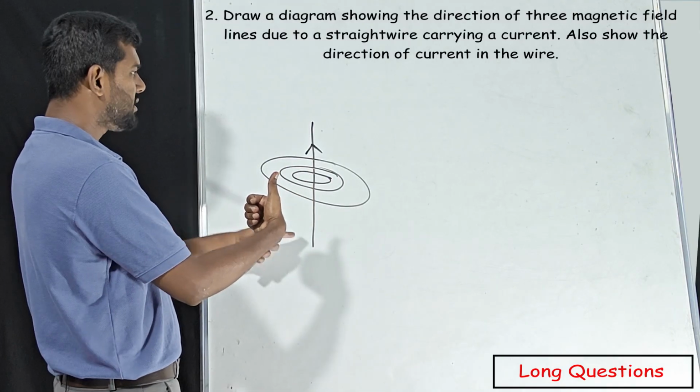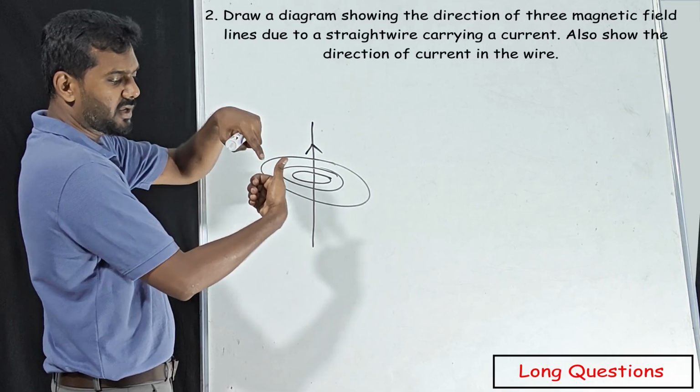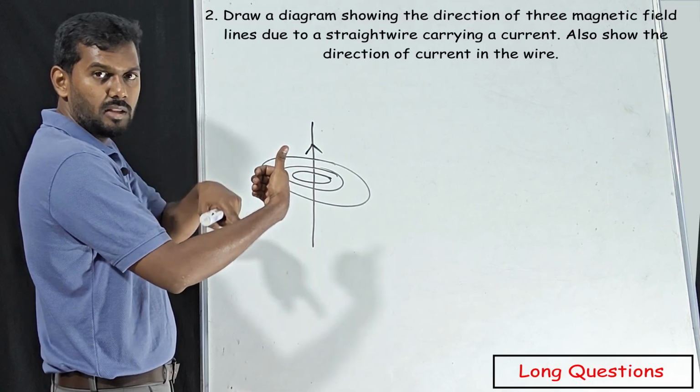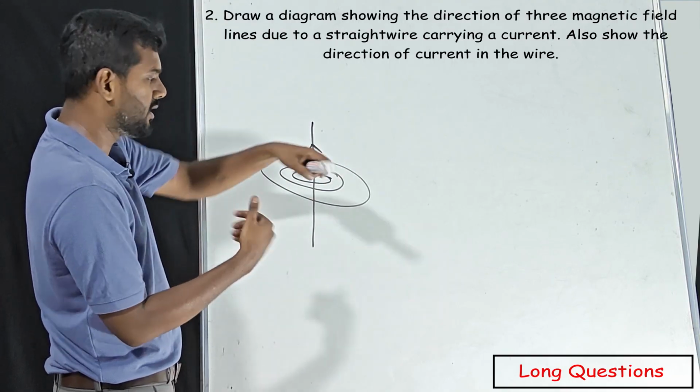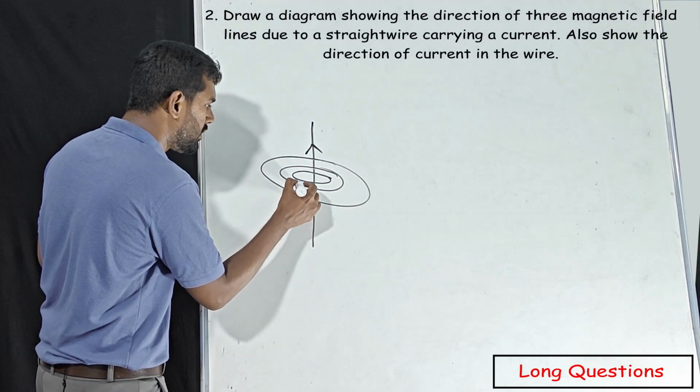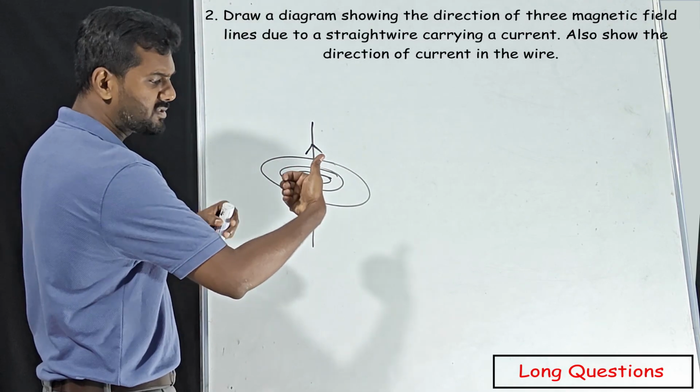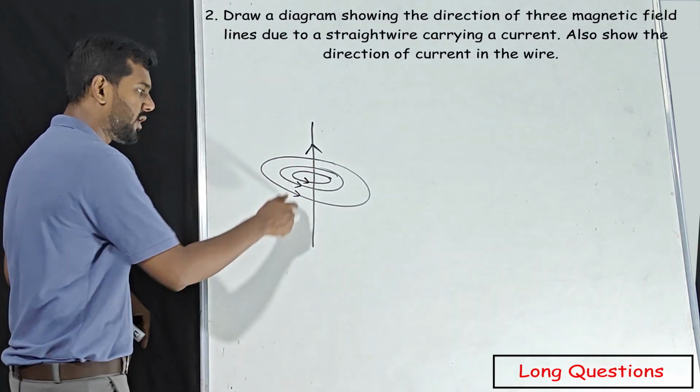This thumb represents the current. The direction of these fingers represents the direction of the magnetic field. So it is towards like this, right? Wherever your fingers are showing that direction, you write it.